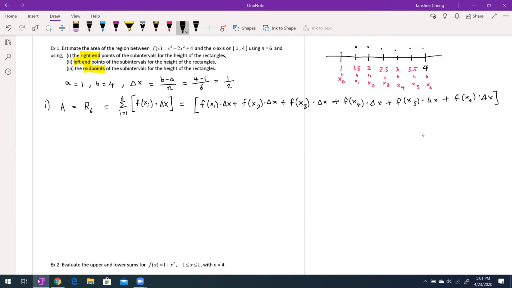And notice that on every single one of them, the delta x is the same value. So basically, we can factor this out. After factoring delta x, it looks like this: delta x, which is a constant, so I can always factor it out, times f of x sub 1 plus f of x sub 2 plus f of x sub 3 plus f of x sub 4 plus f of x sub 5 plus f of x sub 6.